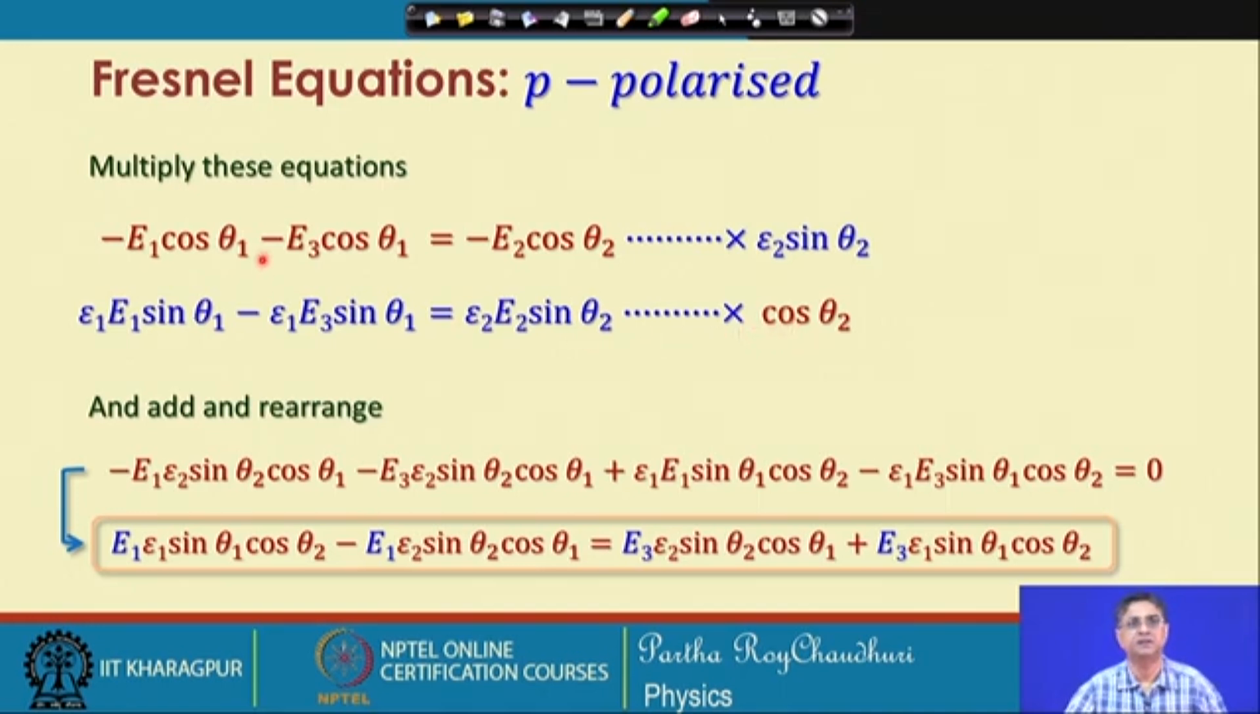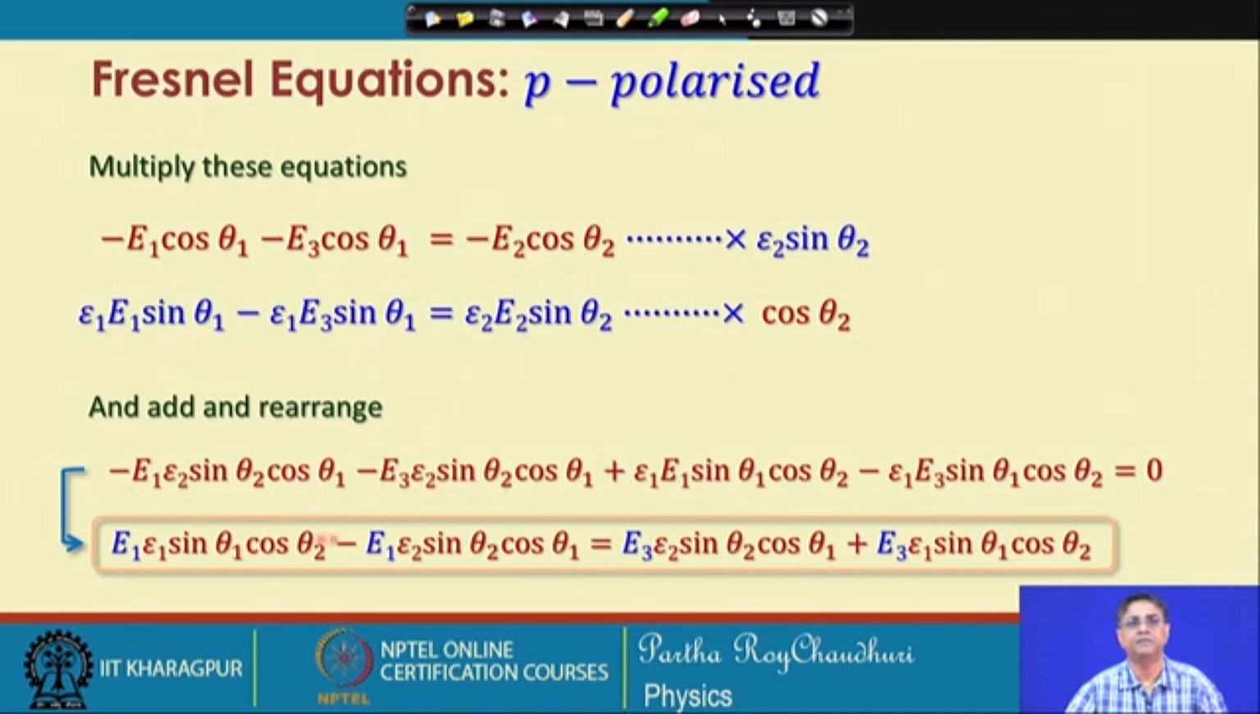As a result, you will see that the first part of the first equation will become minus epsilon 2 E 1 sin theta 2 cosine theta 1. Here also you will get epsilon 1 E 2 cosine theta 2 sin theta 1. So, you can add both of them. If you add both of them, then you can see this equation, because just by adding these two, they will cancel.